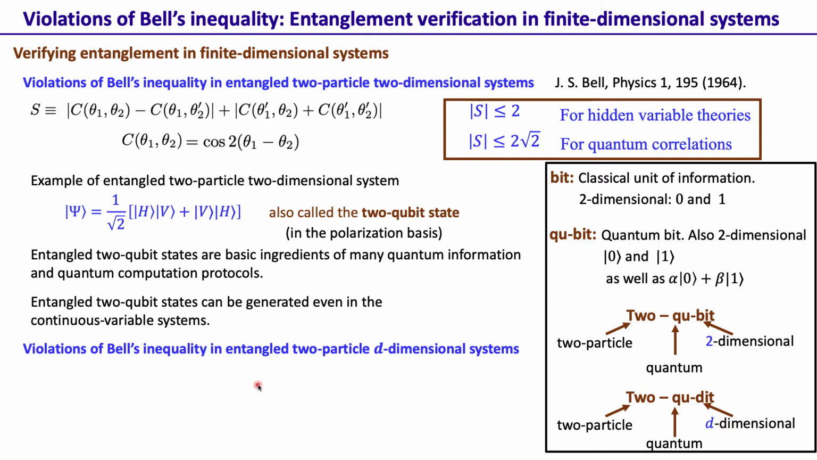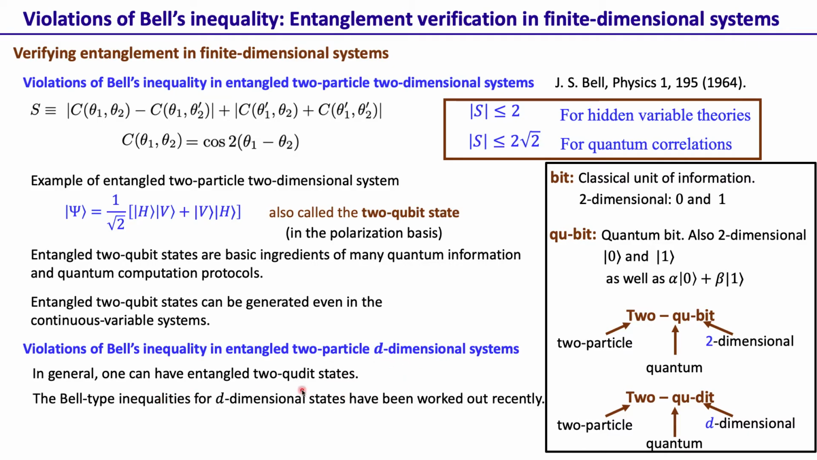But we can also have Bell inequality for an entangled two-particle d-dimensional system, because one can in general have entangled two qudit states, and there was a Bell inequality that was derived for d-dimensional systems, and this was in 2002. So Bell's was in 1964. That was for a two-dimensional, two-particle system, but the two-particle d-dimensional system was done in 2002.